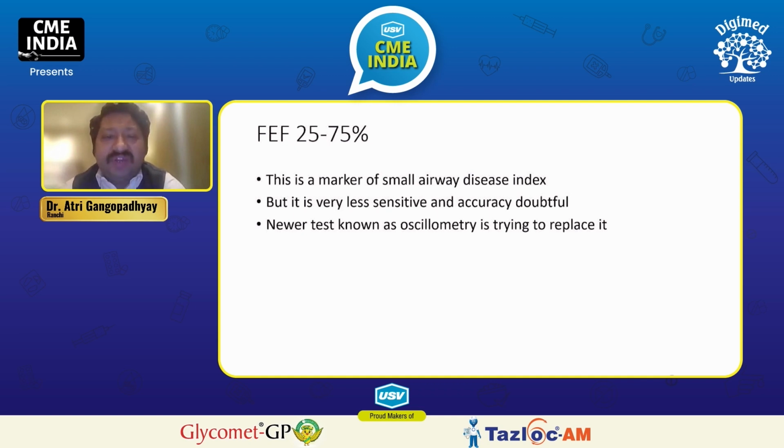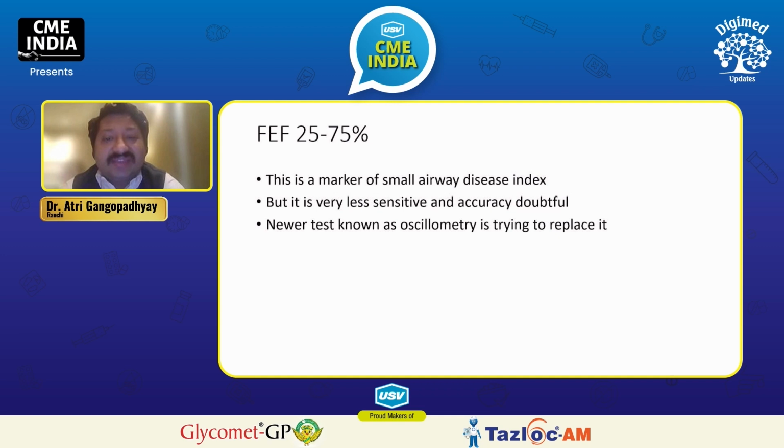FEF 25 to 75%, small airway disease index. What is small airway? Inside the lung, after the larger airway bifurcation, there is something known as bronchiole or smaller airway. Certain diseases start from this bronchiole, like connective tissue related lung disease. Then if there is some air pollution or chemical dust related lung disease, some metabolism related lung disease, they start from those small airways.